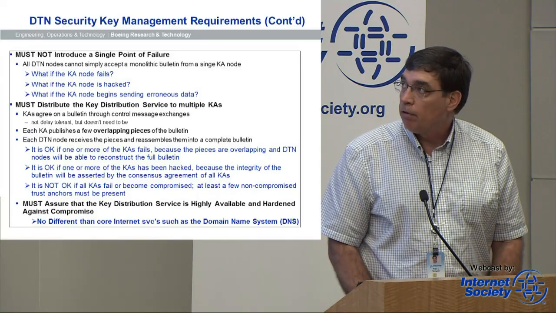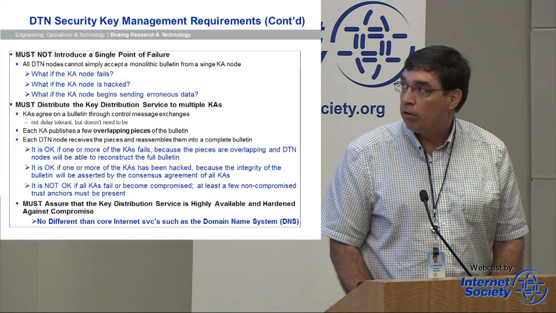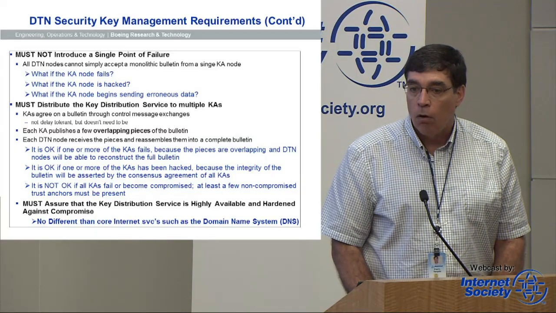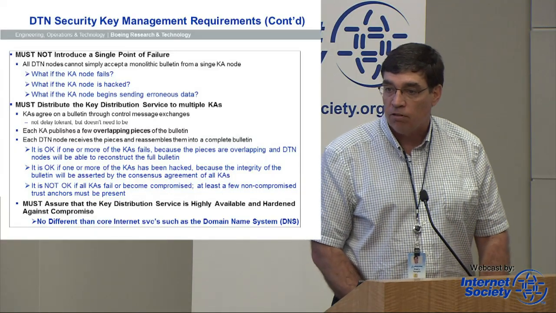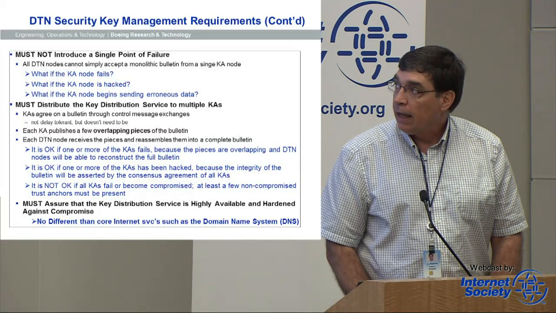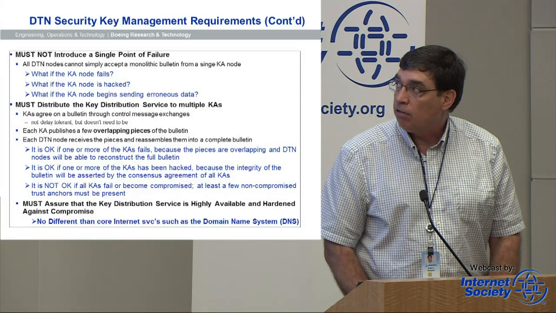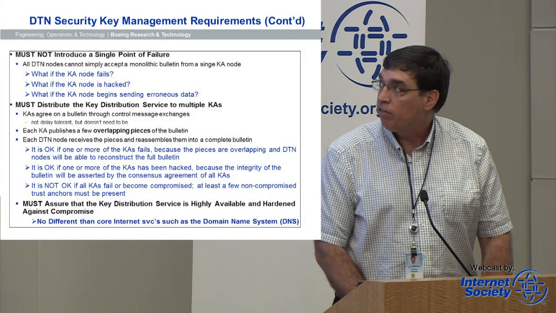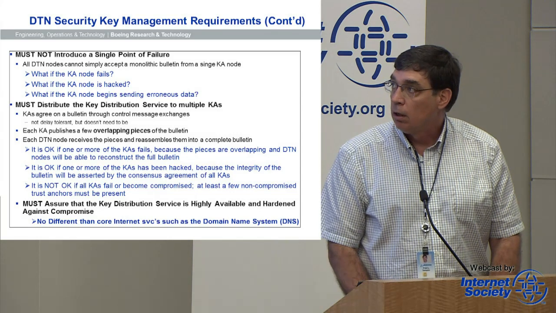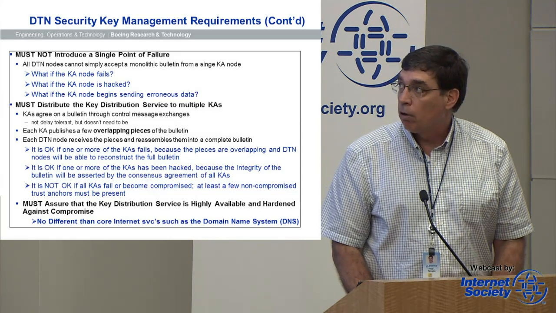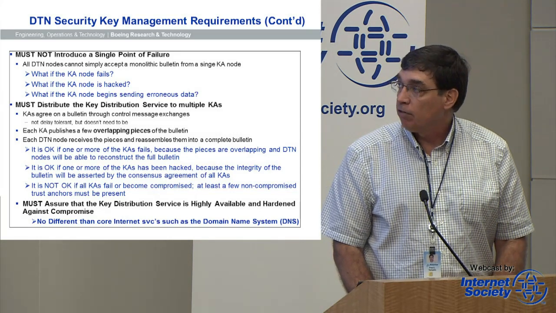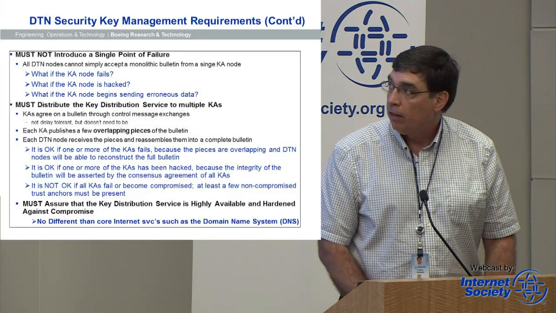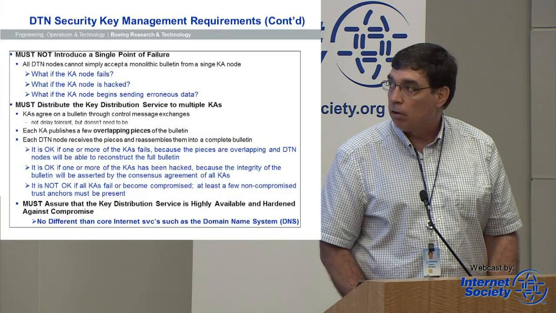Each key authority publishes a few overlapping pieces of the bulletin, and that way, no one single key authority becomes a single point of failure. And each DTN node receives the pieces of the bulletin and reassembles them into a complete bulletin. So in that way, it's okay if one or more of these key authorities fails because the pieces are overlapping and the nodes will still be able to construct the bulletin.